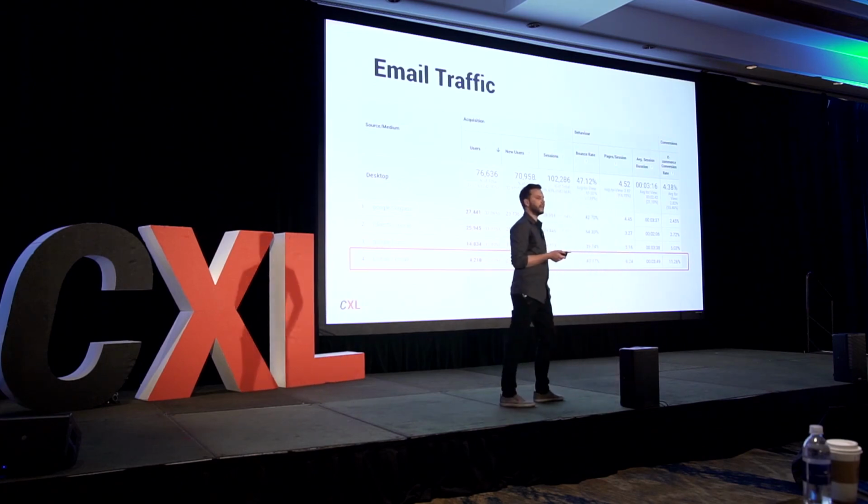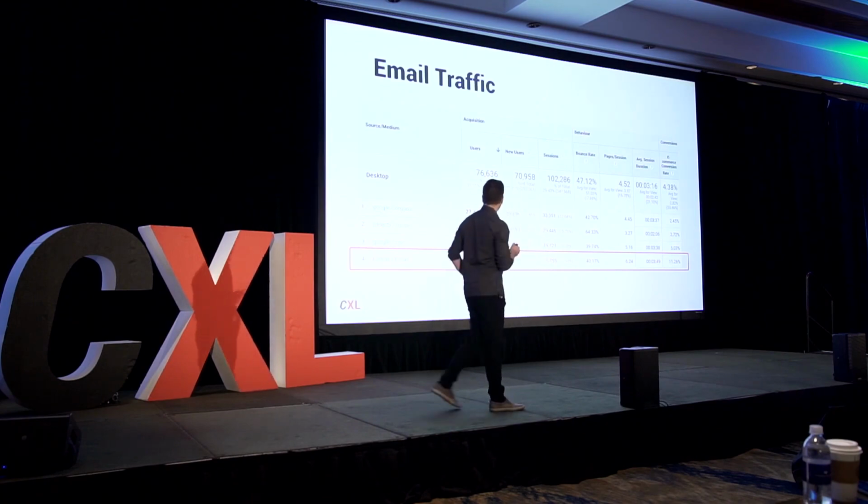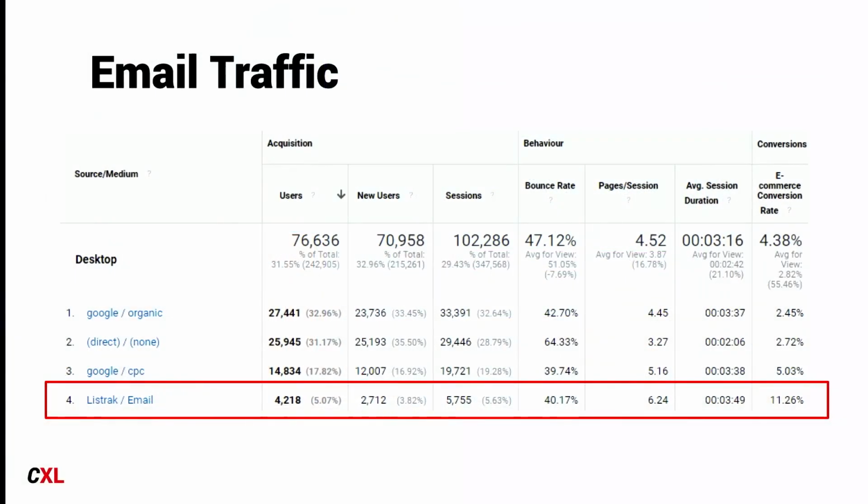So I look at a lot of analytics accounts, and this is very typical of what I see when I look at them. So if you look at email traffic coming in here from their list, conversion rate 11.26%. So this is like 2 to 4 times the conversion rate of the other traffic sources. So obviously it's pretty clear that this is a channel that you should focus some efforts on because you can have pretty good success here.